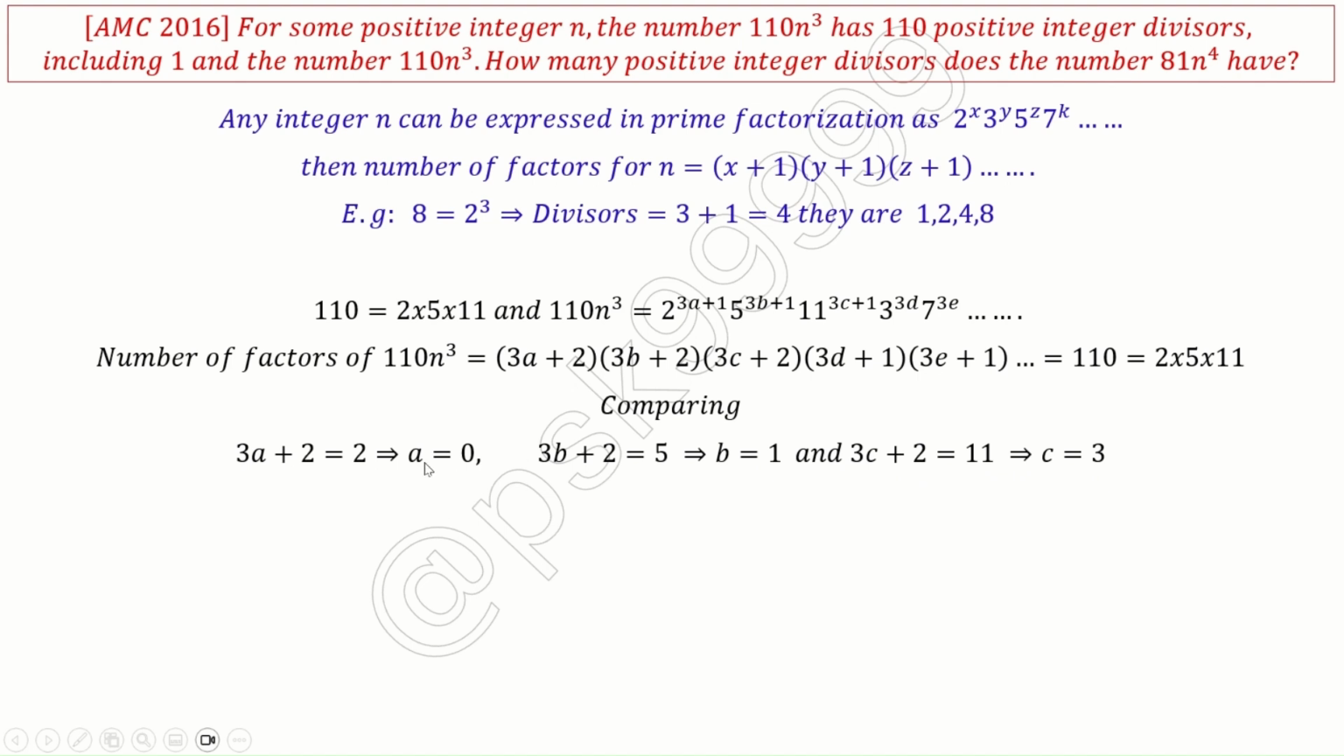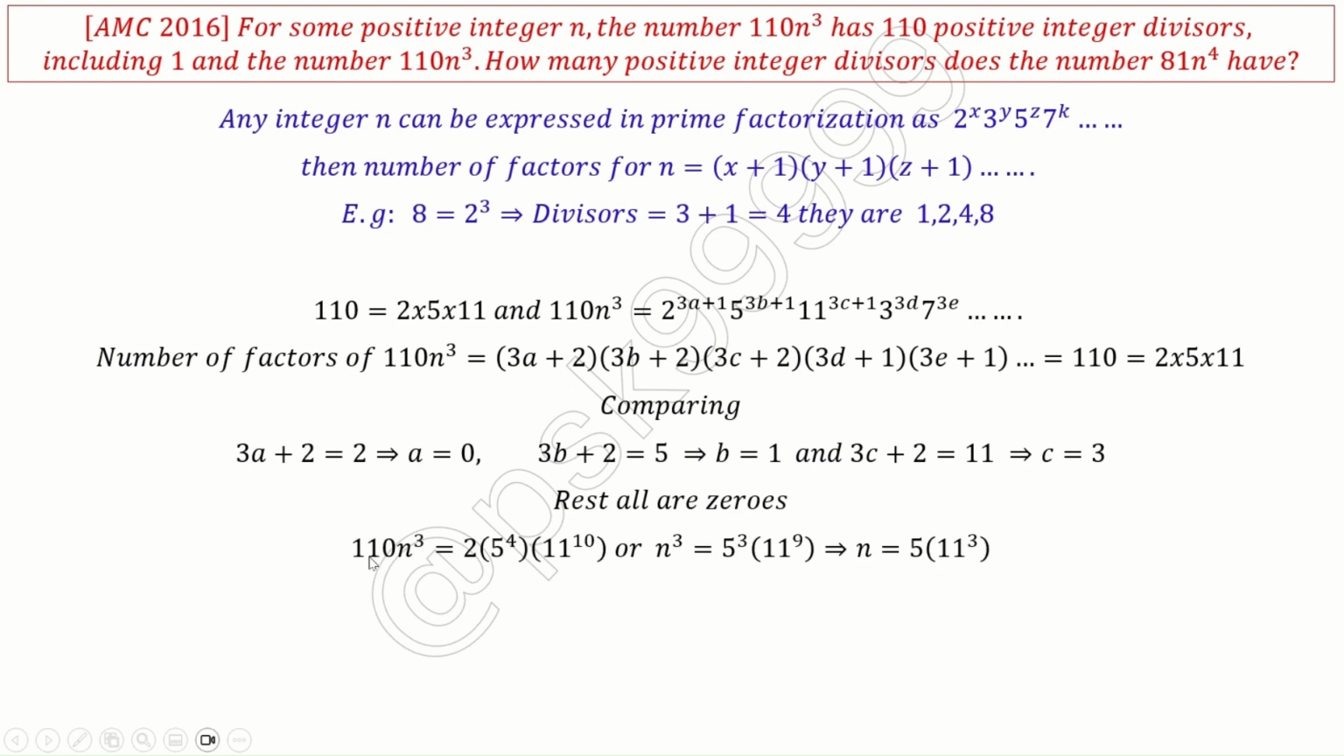You may ask why I am taking a as 0. It can be the other way also: b can be 0 and a can be 1, or a can be 3 and c can be 0. Yes, any other combination is also possible. I am not interested in what number it forms. I am interested in the divisors of 110 n cube, which will be the same. Even if I replace these values, the number of divisors will be the same. So I'll just take a equal to 0, b equal to 1 and c equal to 3.